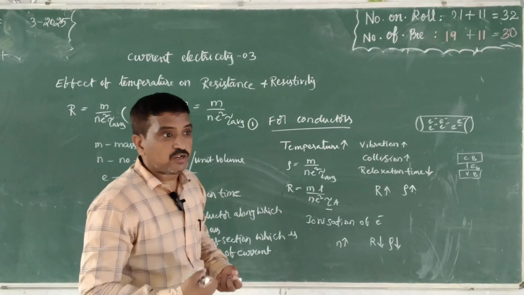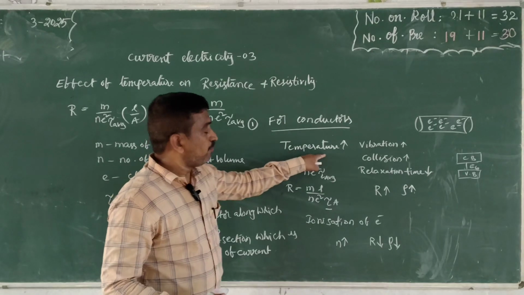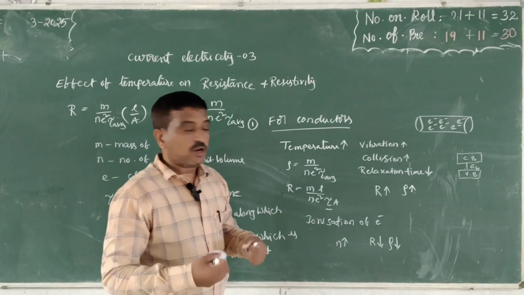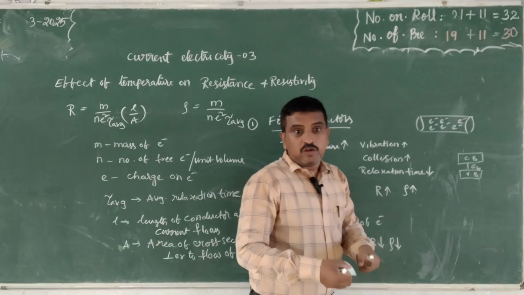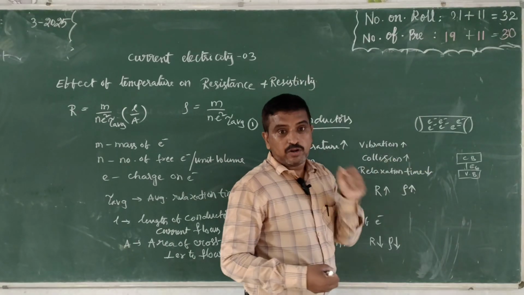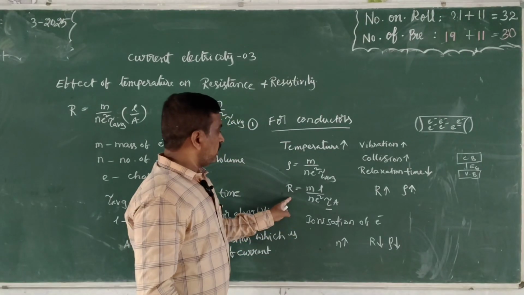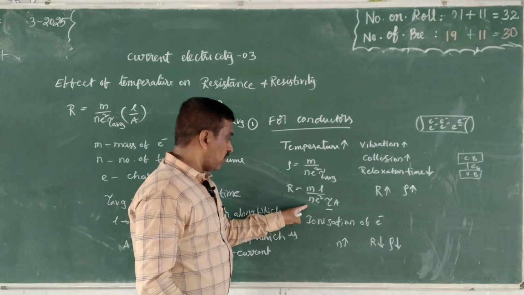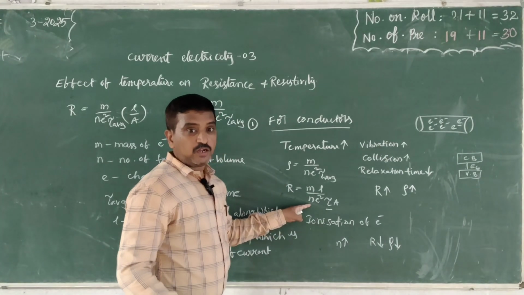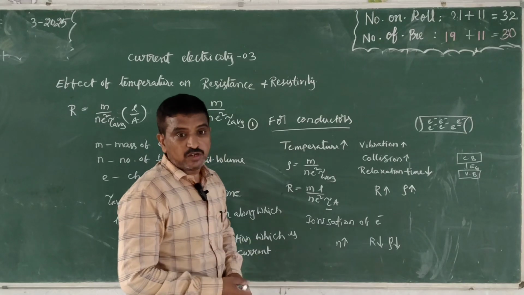Why does ionization of energy form now? When temperature increases, electrons in the valence band absorb energy and jump to the conduction band. In that case, what happens? The n value increases. When n increases, resistance and resistivity decrease. Why? Because n is in the denominator. So n increases, resistance and resistivity decrease.